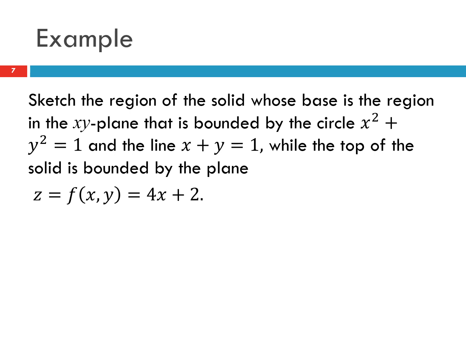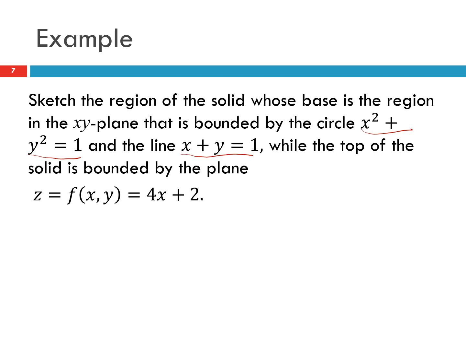Okay, let's look at this example. Sketch the region of the solid whose base is the region in the xy plane that is bounded by the circle x squared plus y squared equal to 1, and the line x plus y equal to 1, while the top of the solid is bounded by the plane z equal to f(x,y), which is equal to 4x plus 2.